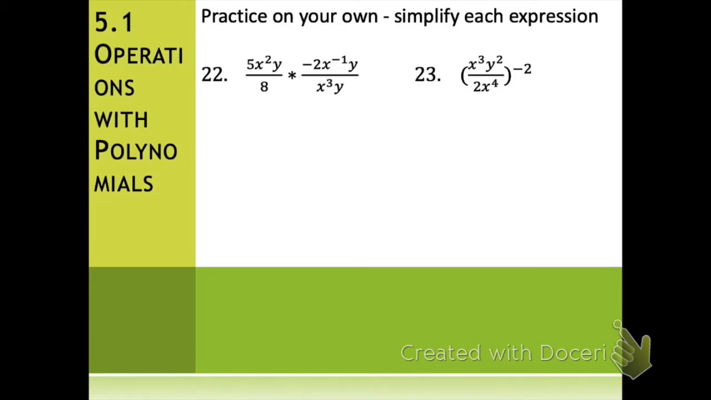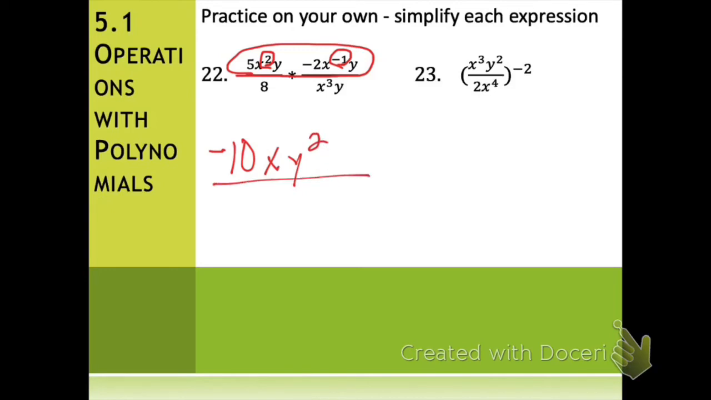Okay, so let's take a look at 22. I'm going to do a couple things at once. So first I'm going to simplify the top actually. So 5 times negative 2, that's going to be negative 10. I can add the 2 and the negative 1, so that's just going to be x to the first power. That worked out nice. And then y times y is y squared. Okay, that's the top. The bottom, just multiply the bottoms together. You get 8x cubed y.